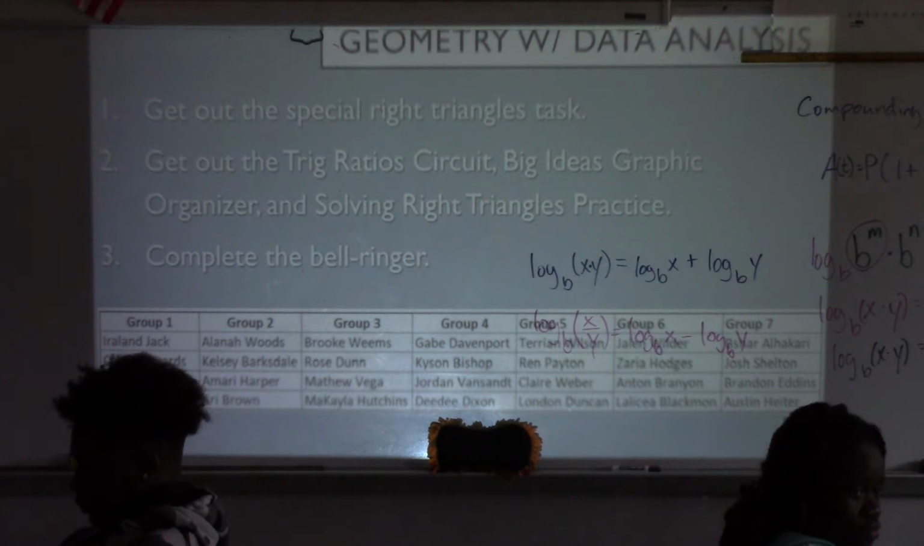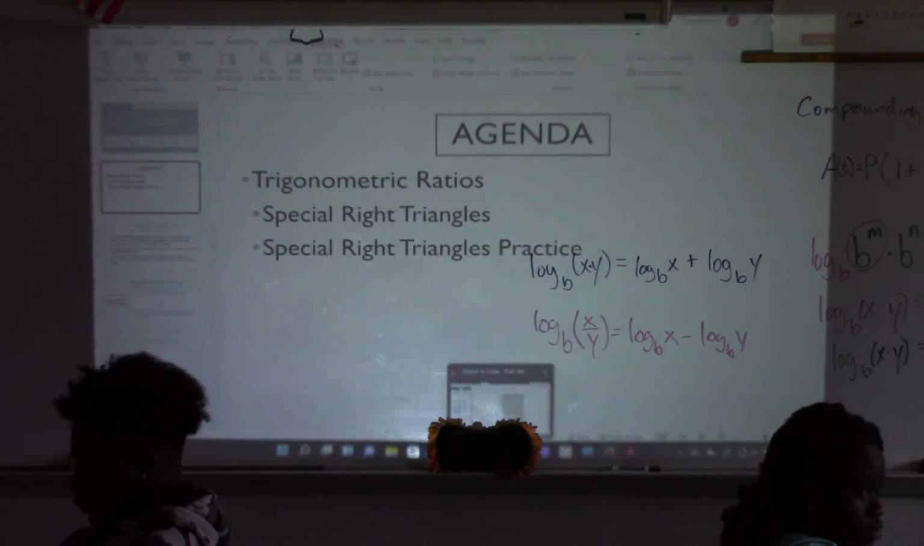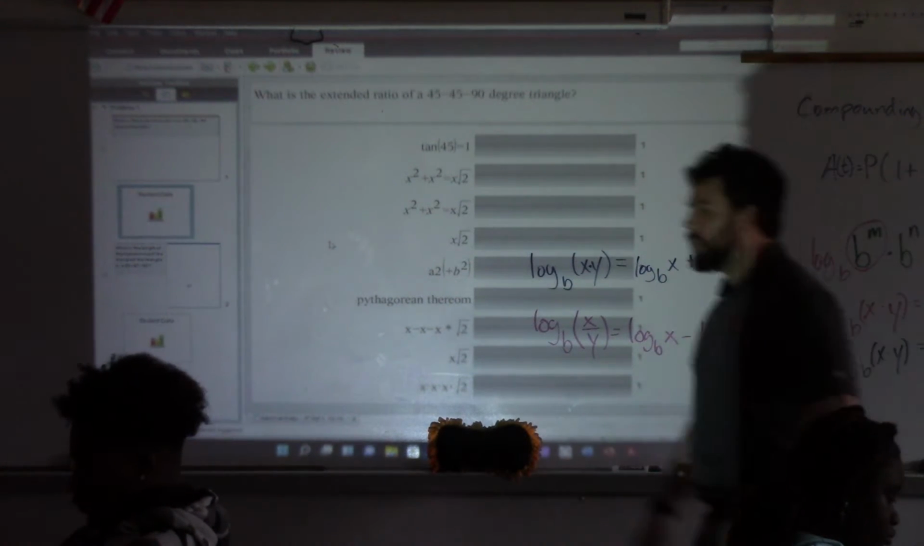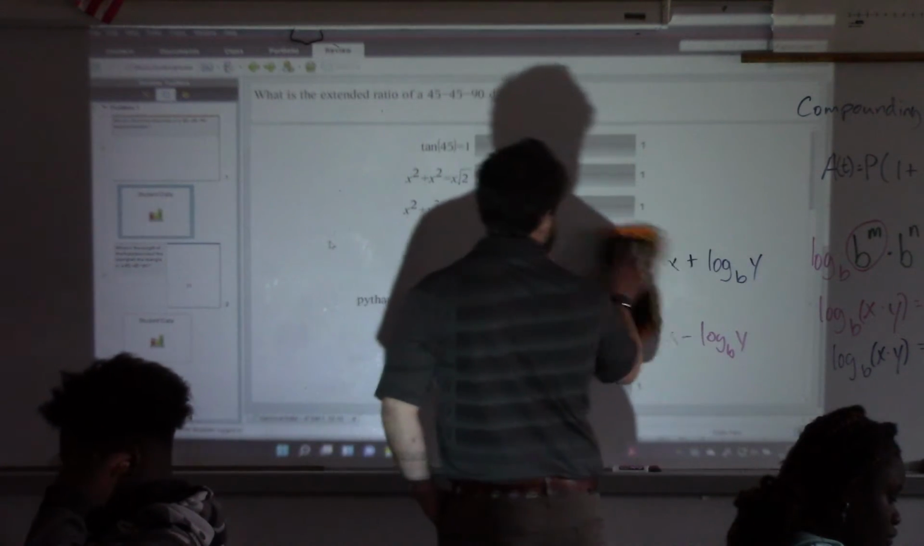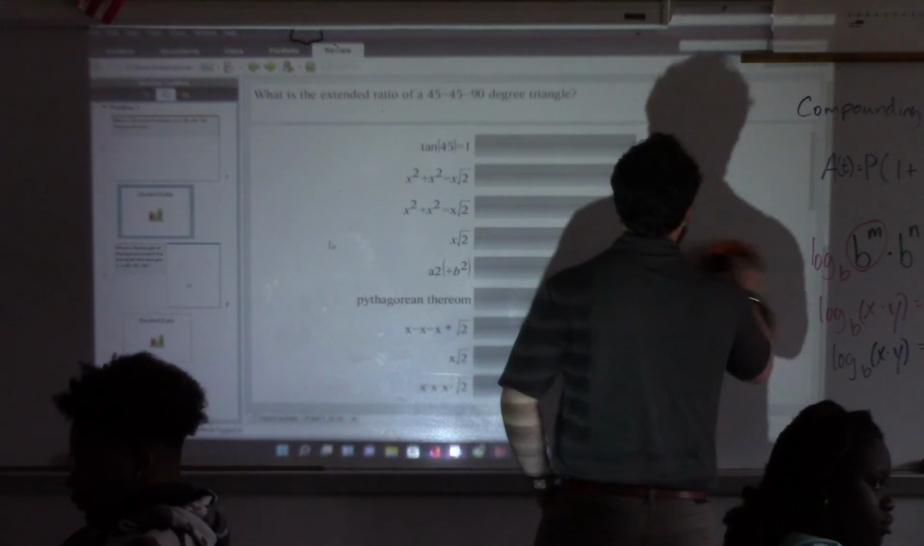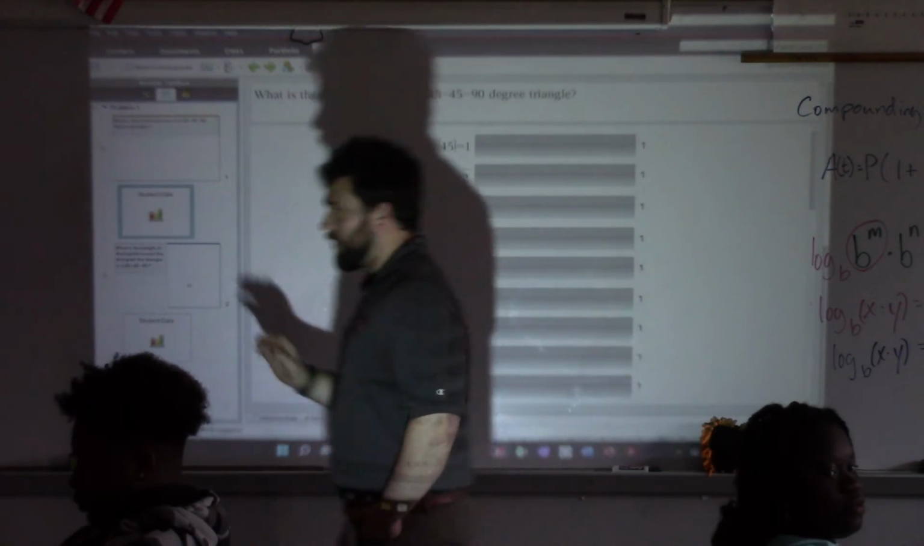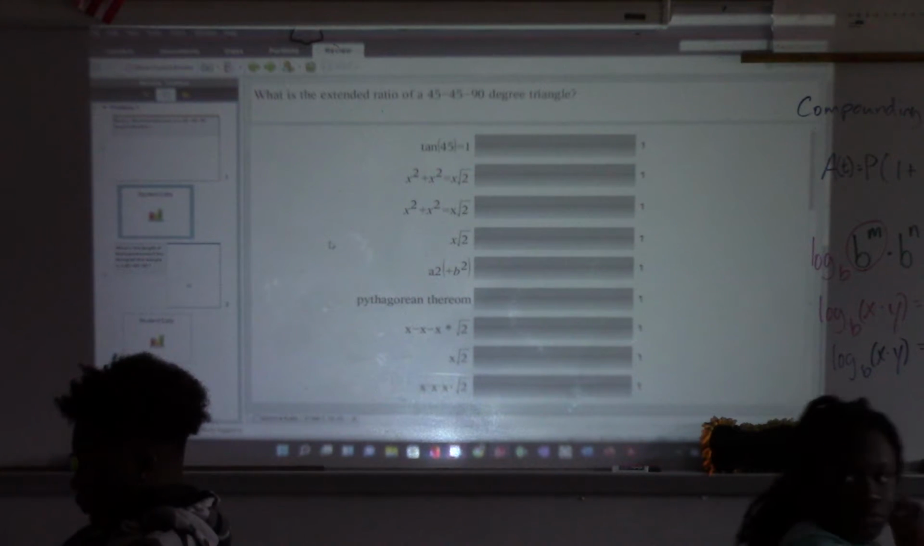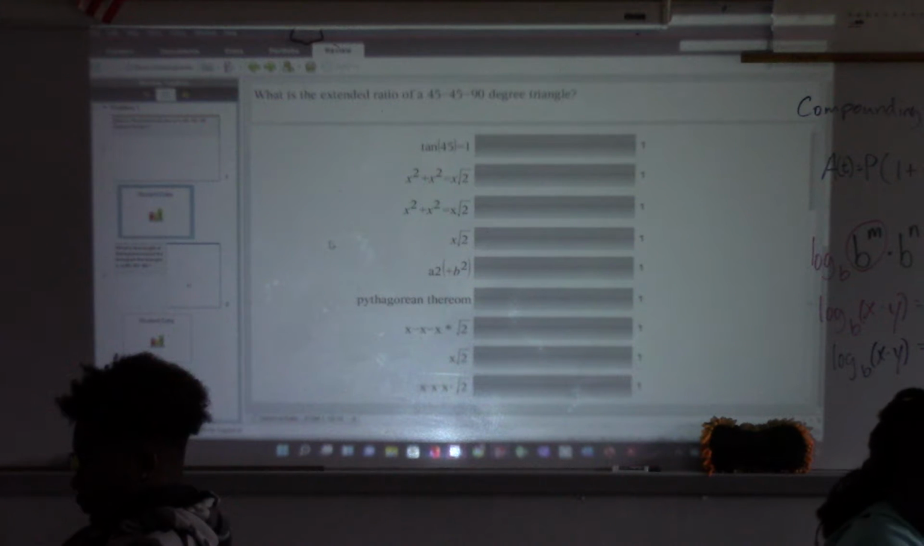That's not right. So, what is the extended ratio of a 45, 45, 90 degree triangle? You should have out the task from yesterday right now, especially if you did not know this answer. Rin, I need you to put that away so that you can focus on your math.